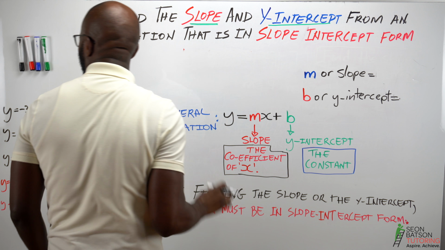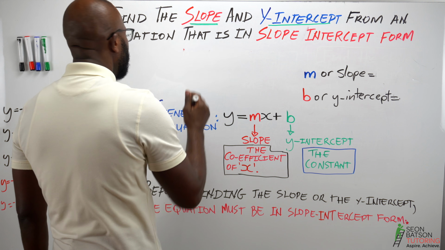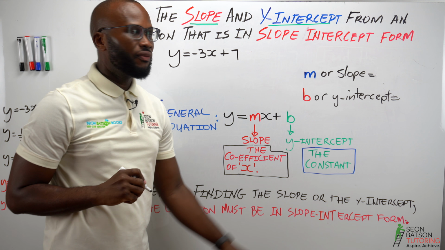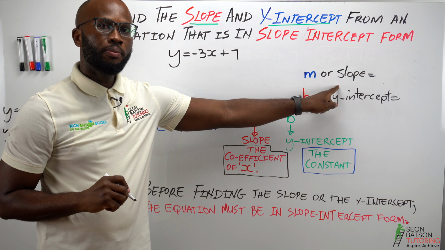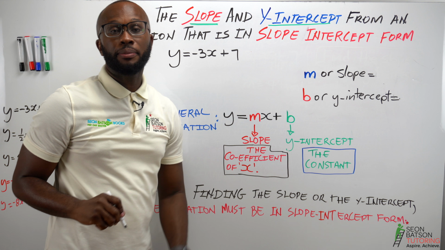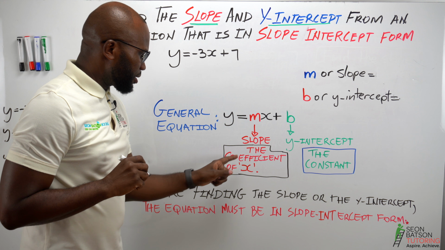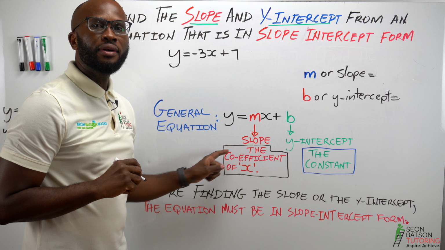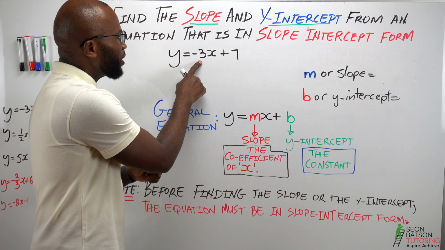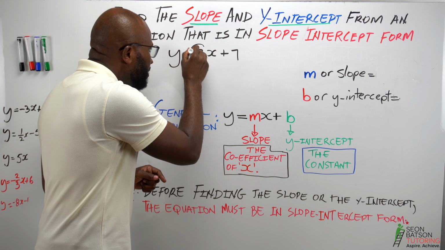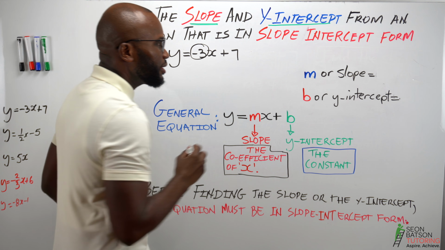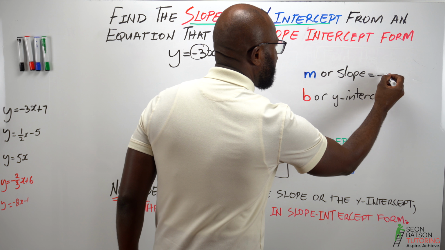Let's say we have y is equal to negative 3x plus 7. Again, we want to find m, or the slope, and b, or the y-intercept. Yes, let's find the slope first. Remember we said the slope is the coefficient of the x. In this example, the coefficient of the x is negative 3. Very good. So our m, or slope, is negative 3.